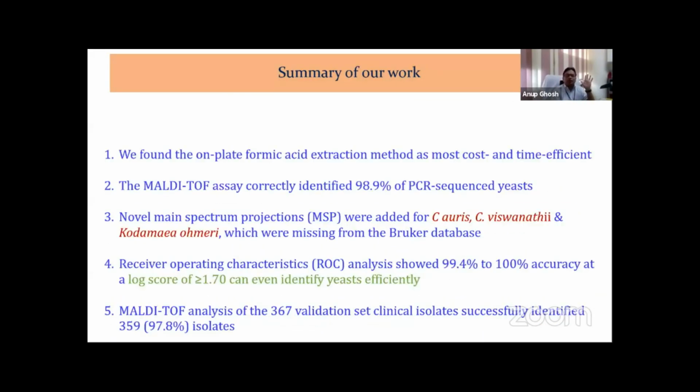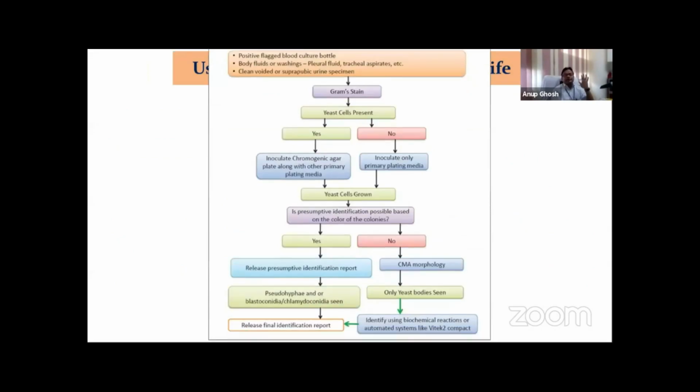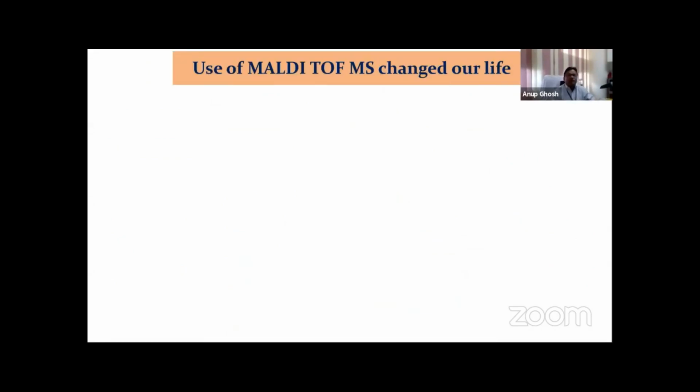Now, just a summary of my work. Only one point I want to tell you: although in MALDI-based identification in Bluecard the score should be 2 and more for the species level, in our study we found that even if it is 1.7 and above, we could confidently say this could be a species level. Now, this technique is not only implemented here. We have guided so many other labs. They are using it daily in routine work for MALDI identification. I just wanted to tell you that the use of MALDI-TOF changed our life.